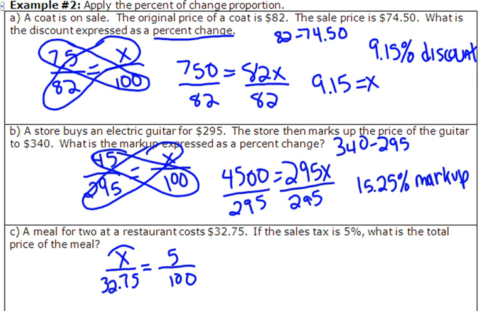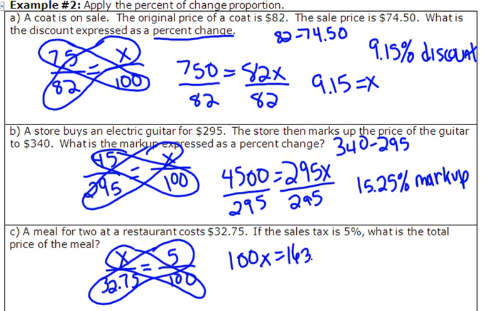So I'm going to cross multiply. 100 times x is 100x. 32.75 times 5 is 163.75. I'm going to go ahead and solve this by dividing by 100. Now 163.75 divided by 100 is 1.6375. Now that's the change in the price.